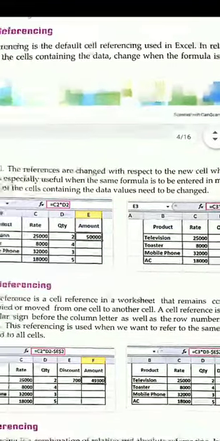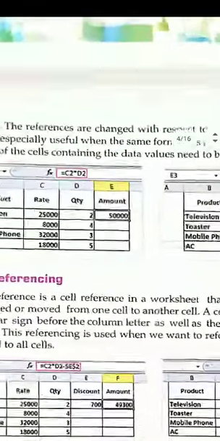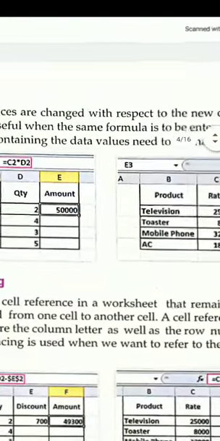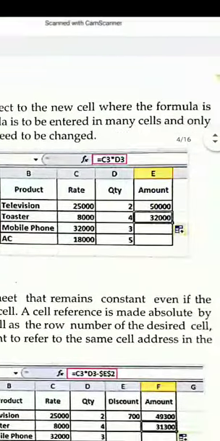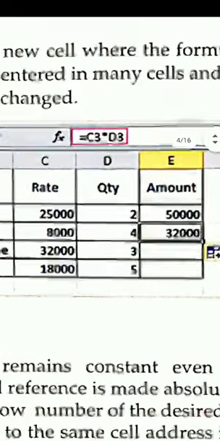If you see here, the same example is here. C2 into D2. Here, see, which I was saying in the earlier explanation, C3 into D3. You put the cursor in the cell, and the formula will be shown on the address bar like C3 into D3. If you go to the next row, it will show C4 into D4.